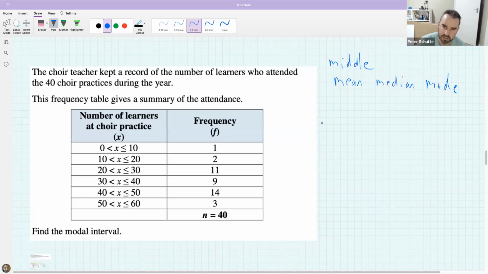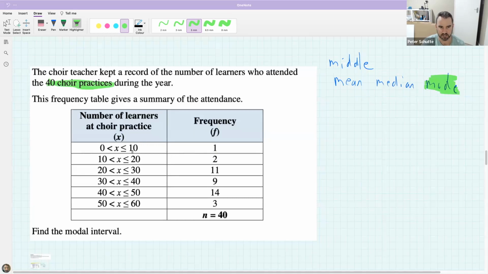But now when we deal with grouped data, we can sort of find these things, but we can't find them in exactly the same way. So I'm going to ask you to answer this question first. You are going to try and find me the mode or the modal interval for this data set. So let's just understand what the data set is even saying. A choir teacher kept records of a number of learners who attended 40 choir practices during the year. And so there are 40 data points.